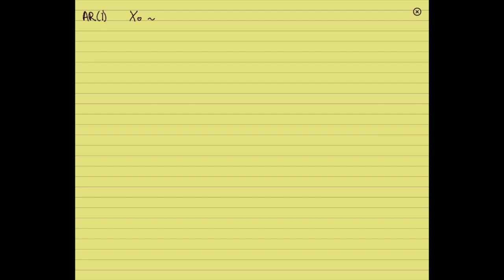We will start with the AR1 process. So we're going to assume that X_0 is a normal with mean m_0 and variance sigma_0 squared. And then we write X_{t+1} as eta X_t plus tau epsilon_{t+1}, where the sequence of variables epsilon_t are independent normal 0, 1 variables.